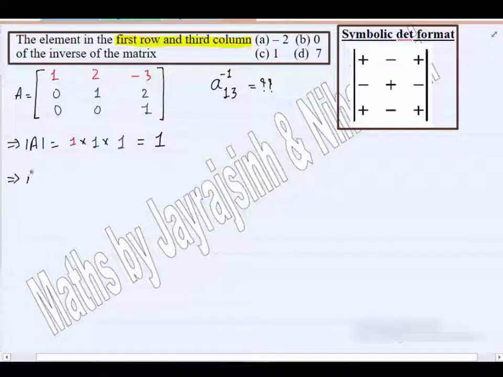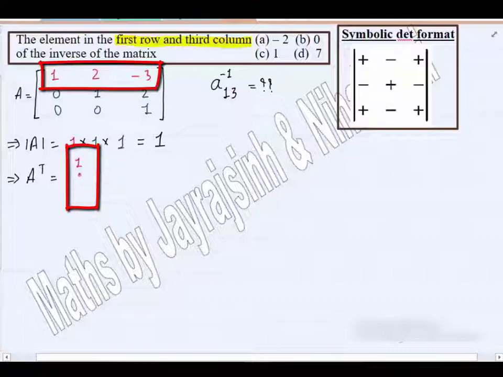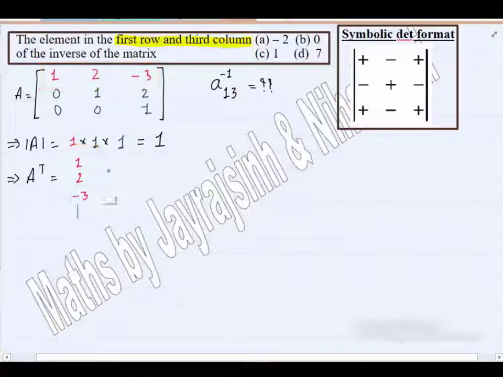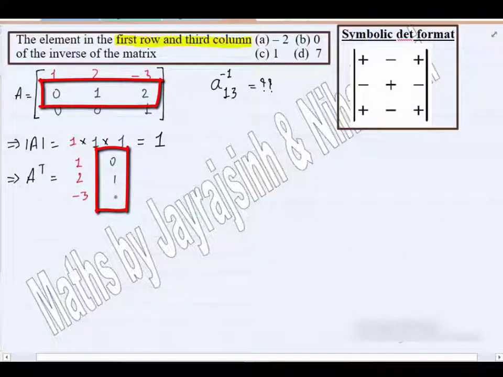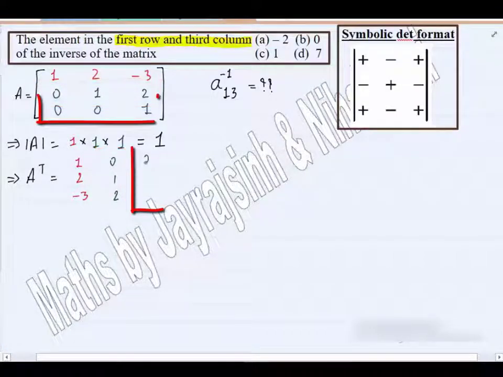The second step is to take the transpose of the matrix. So 1, 2, minus 3, which is your first row, will become your first column. Then the second column will be 0, 1, 2 and the third column will be 0, 0, 1.